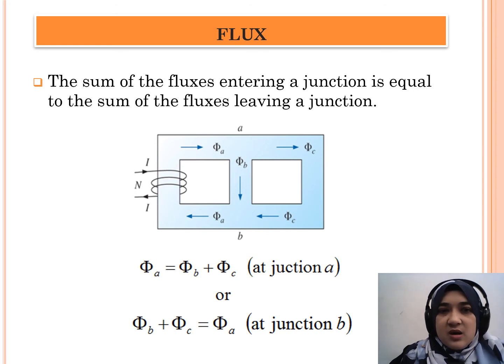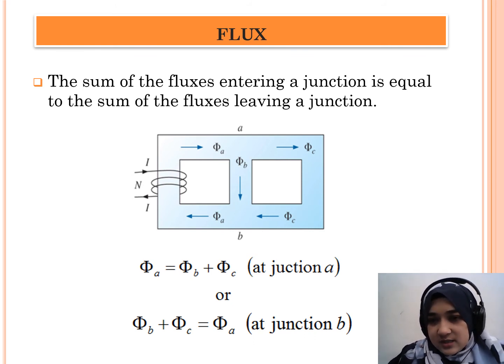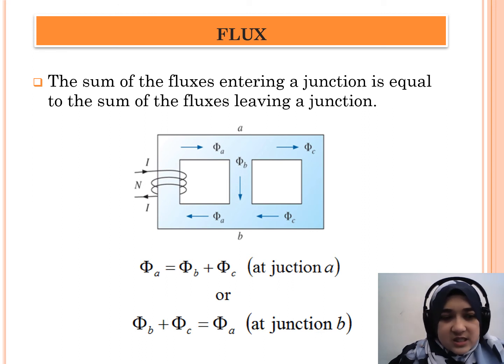Okay, the sum of flux entering a junction is equal to the sum of flux leaving a junction. This one is the same as what? Yes, your Kirchhoff's current law, KCL. So we have A here. So flux A is equal to flux B plus flux C, or phi A is equal to phi B plus phi C. Or here at B, phi B plus phi C is equal to phi A. How you read this is exactly like your KCL.